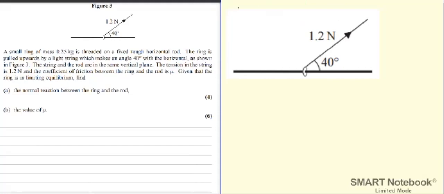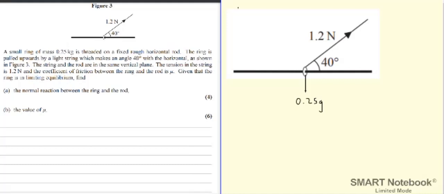So, small ring of mass 0.25 kg. Here's the ring, it has a mass of 0.25 kg, so we are going to have a gravitational force of 0.25 g. It is threaded on a fixed rough horizontal rod. The ring is pulled upwards by a light string. We can see that it is in the same vertical plane. Now, it's a rough horizontal rod.